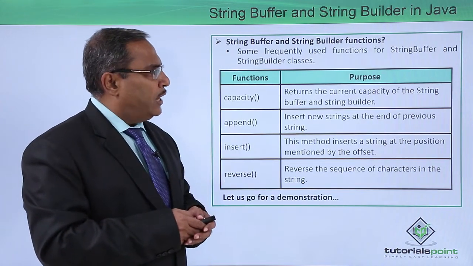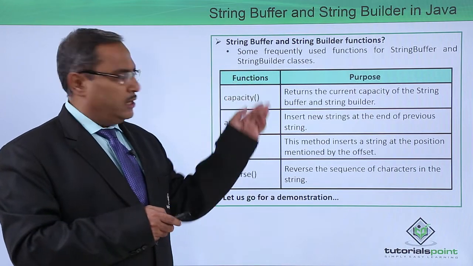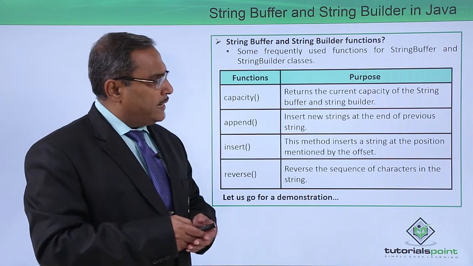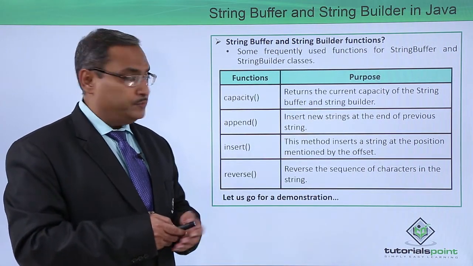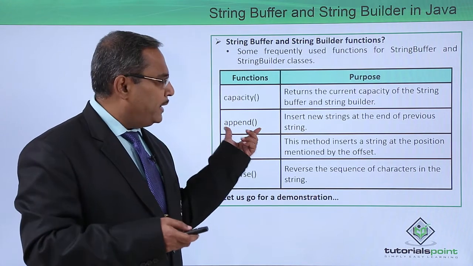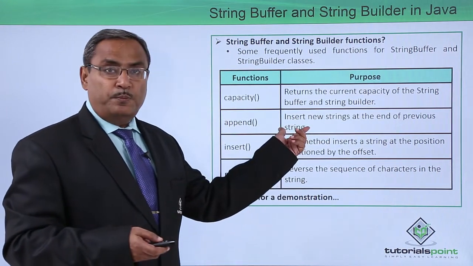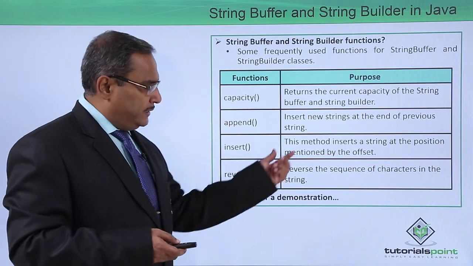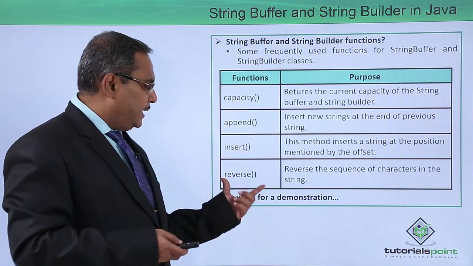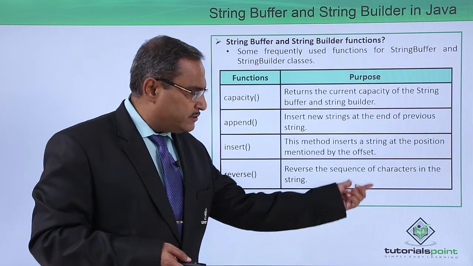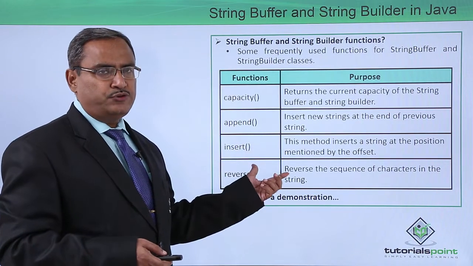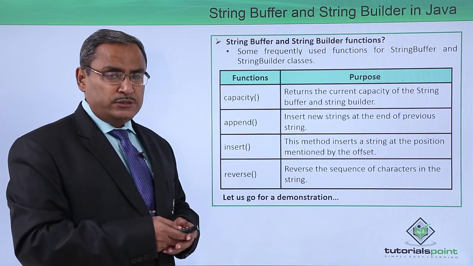Some frequently used functions for string buffer and string builder classes are mentioned here, which we use on a very regular basis. Capacity returns the current capacity of the string buffer and string builder objects. Append, as the name makes obvious, inserts new strings at the end of the previous string. Insert inserts a string at the position given by the offset. Reverse reverses the sequence of characters in the string. These are the very common methods for both string builder and string buffer objects, and you'll be using them in our code.